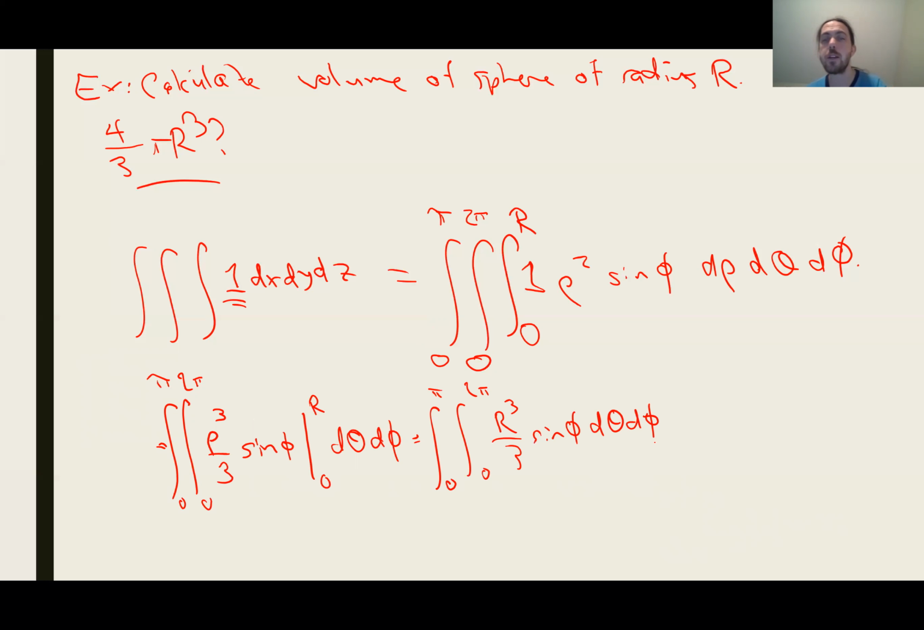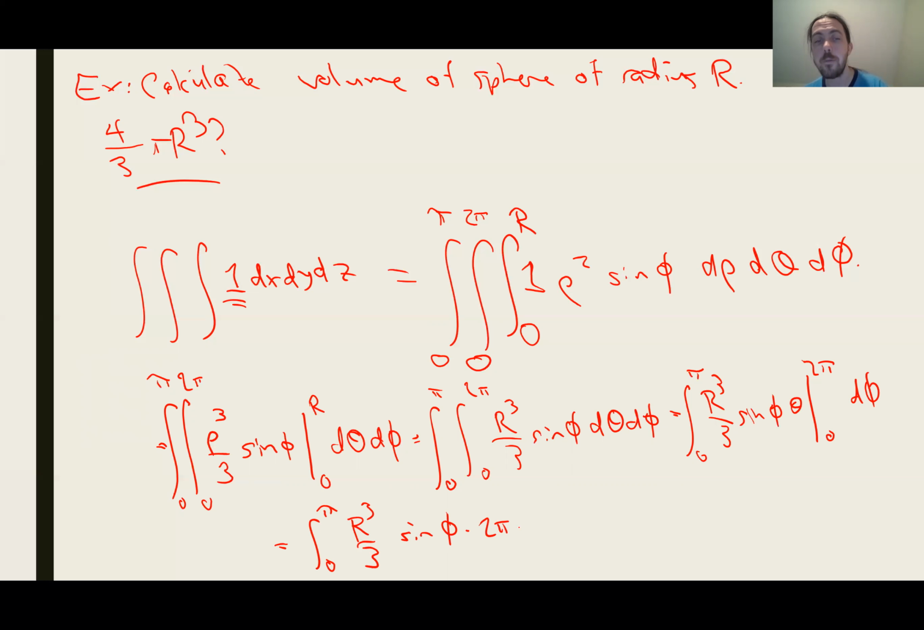Then we integrate with respect to theta. When we integrate with respect to theta, this function doesn't depend on theta. It's constant with respect to theta. And so we just get r cubed over 3 sine phi times theta. We're supposed to evaluate that between 0 and 2 pi, like so. That gives us the integral from 0 to pi of r cubed over 3 times sine phi times 2 pi. And then we're supposed to integrate that with respect to phi.